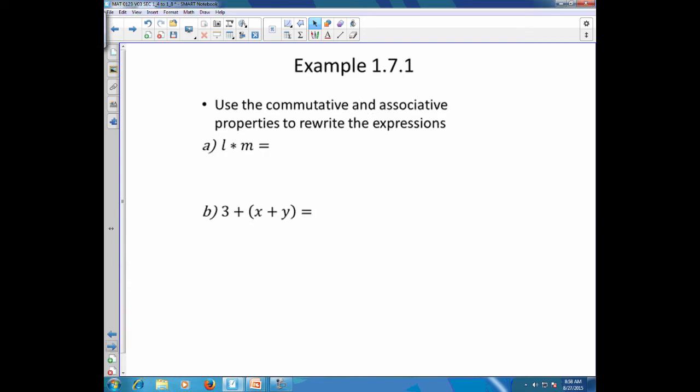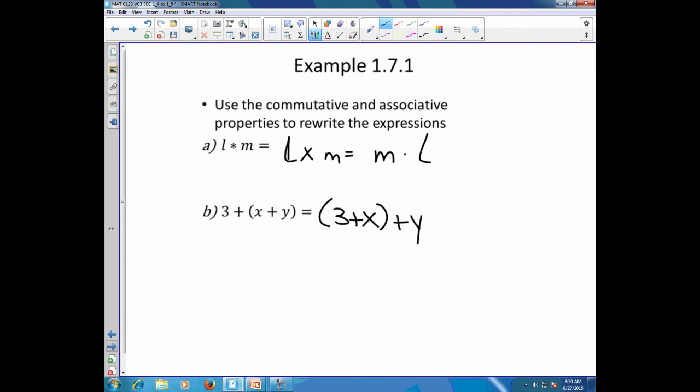So now we want to use these 2 properties to just rewrite these expressions. There's not much to this. You're just regrouping or reordering these things. So for example, if we have L times M, we could rewrite that as M times L. Just reorder them. If we have (3 plus x) plus y, well, we could rewrite that as 3 plus (x plus y). Just by grouping it in a different way, you will still get the same answer.